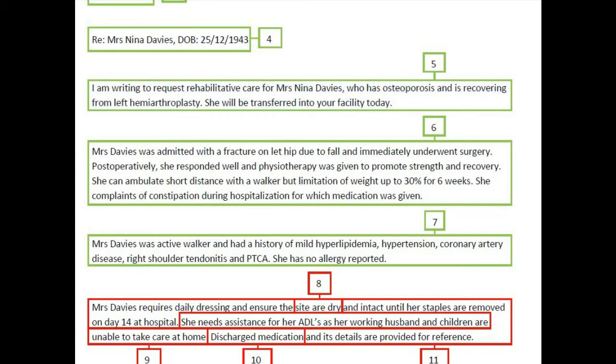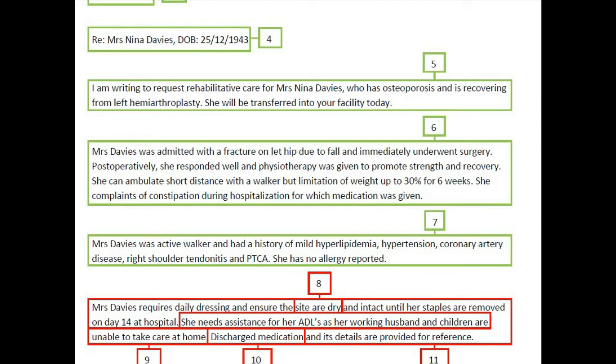Here this introduction is somewhat good, but it could have been better if you had written it in such a way that: "I am writing to request rehabilitative care for Mrs. Nina Davis, an osteoporosis patient who is recovering after left hemiarthroplasty and will be discharged into your facility on the 2nd of July 2017." Here we can see that all the required information is available, which makes a great impression on the reader.